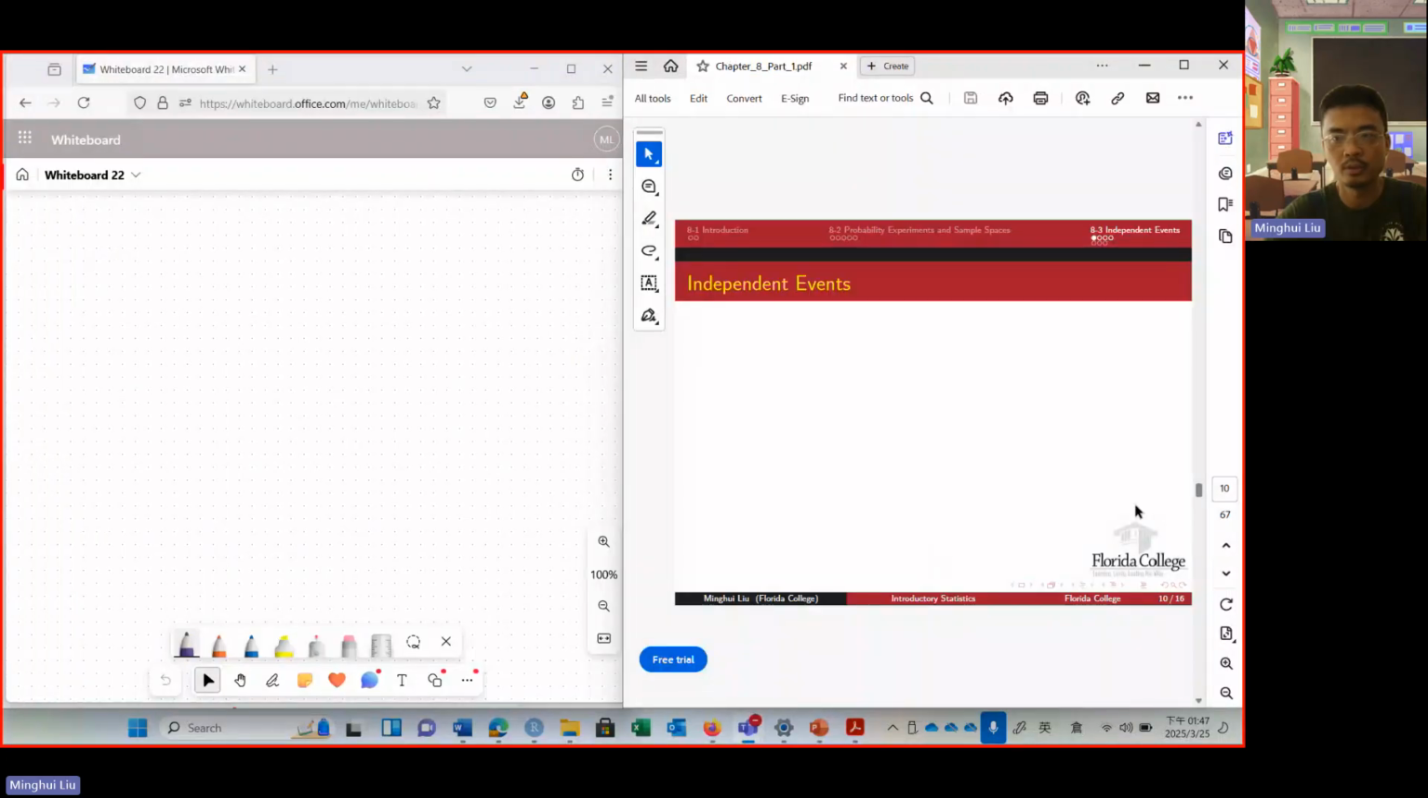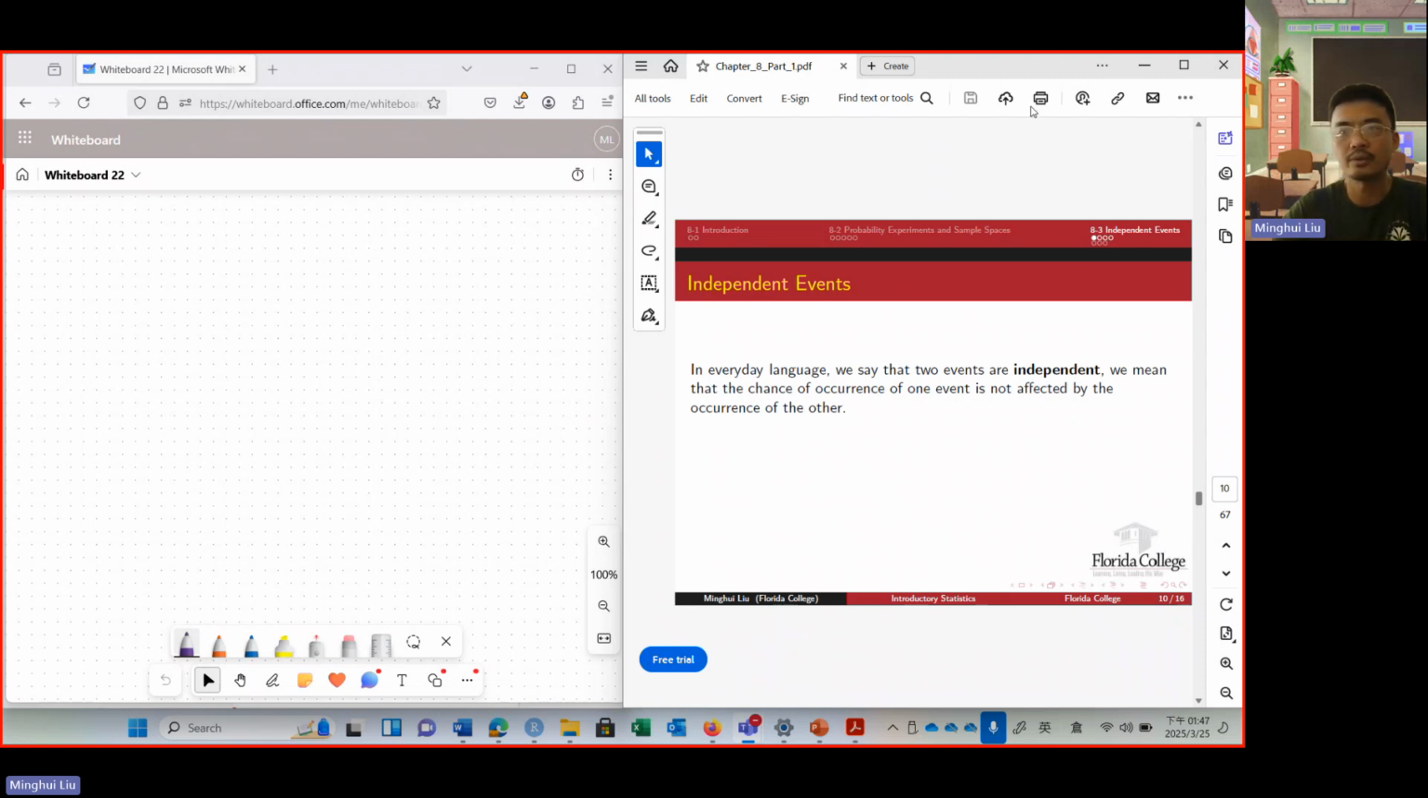Now we look at independent events. We say that two events, A and B, are independent in the sense that the occurrence of one event does not affect the occurrence of another. For example, the result of the soccer game tonight is independent of whether it will rain or not tomorrow. The two things have nothing to do with each other.